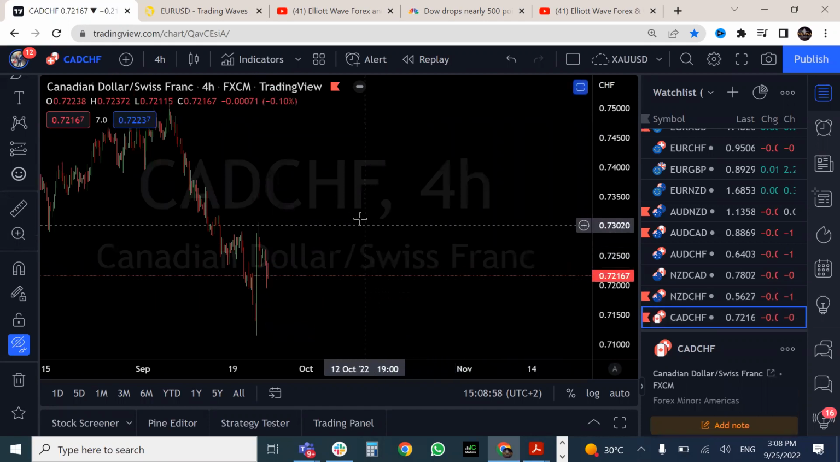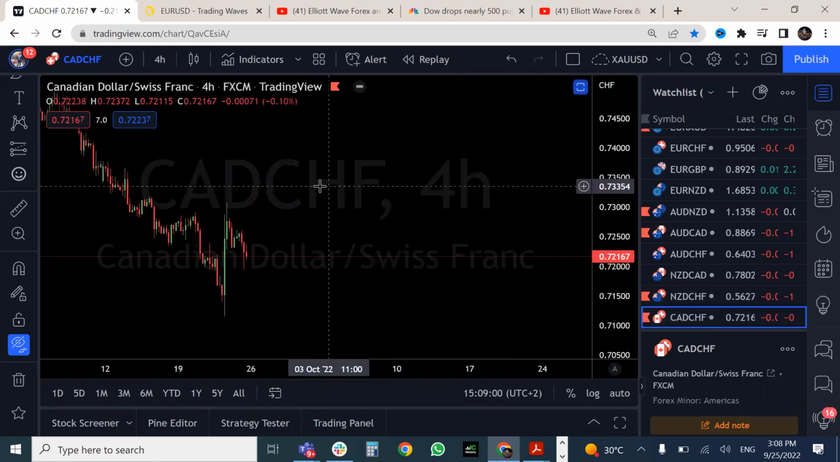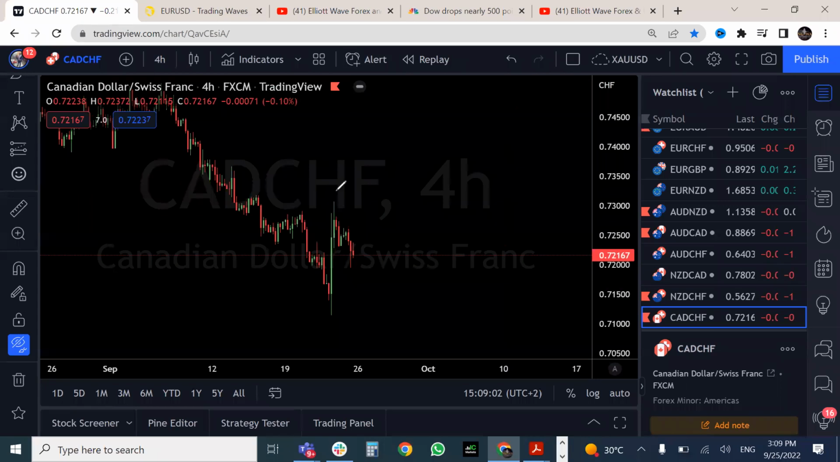And lastly, you've got CADJPY. So CADJPY, also a short squeeze. Expect this one to continue to the downside. So you may have this one doing this, but essentially what you are seeing here is just a pullback, and this should continue to the downside.